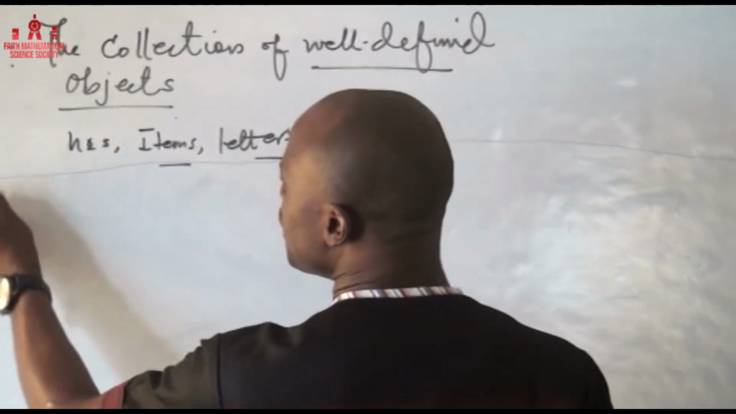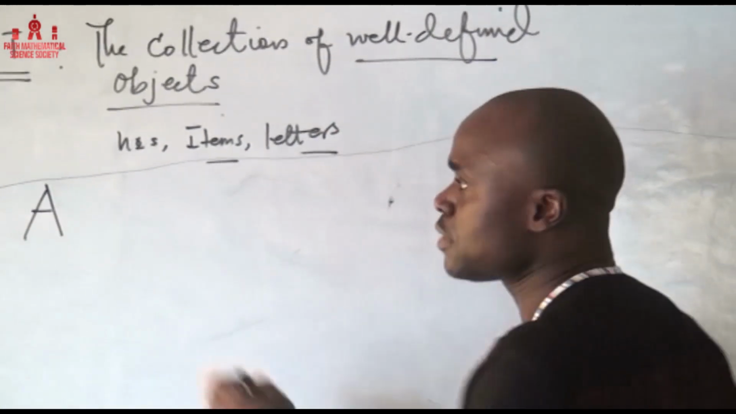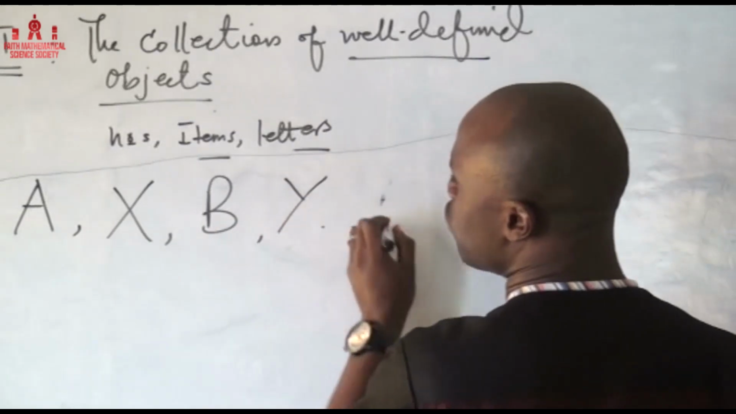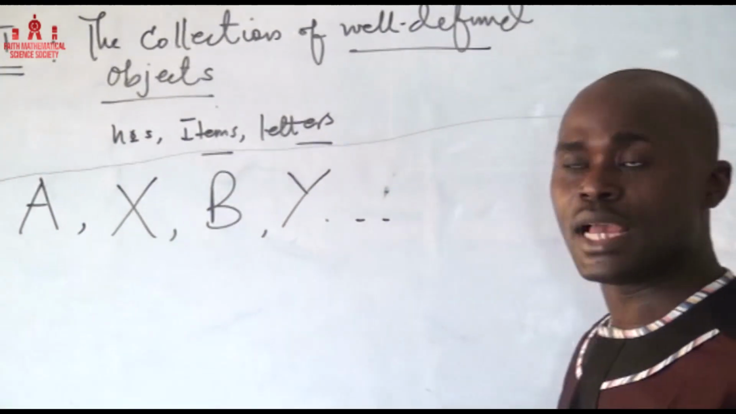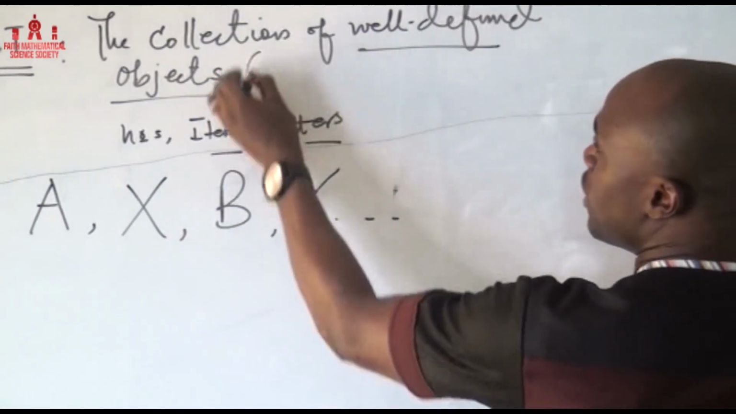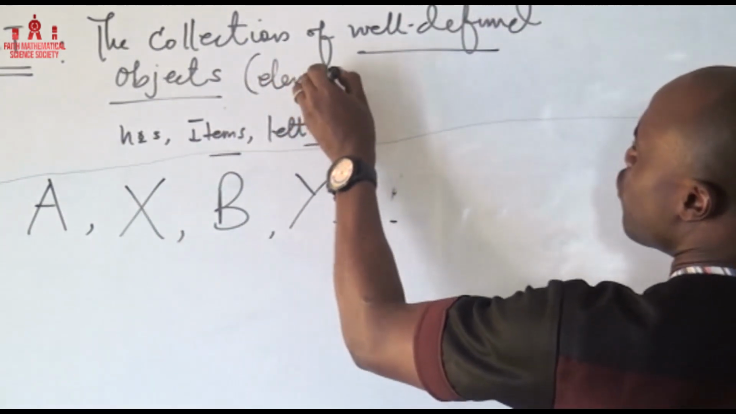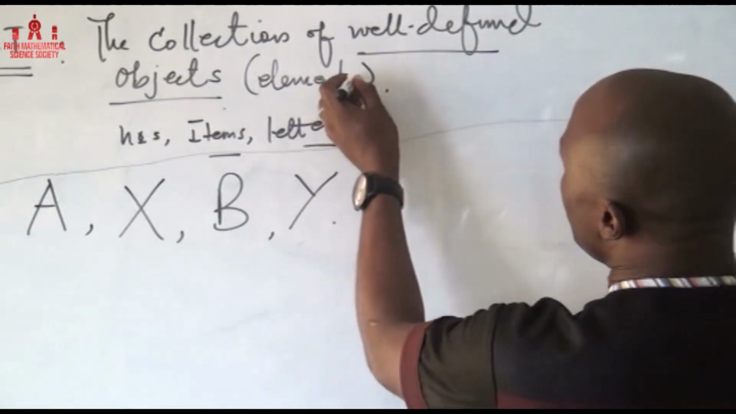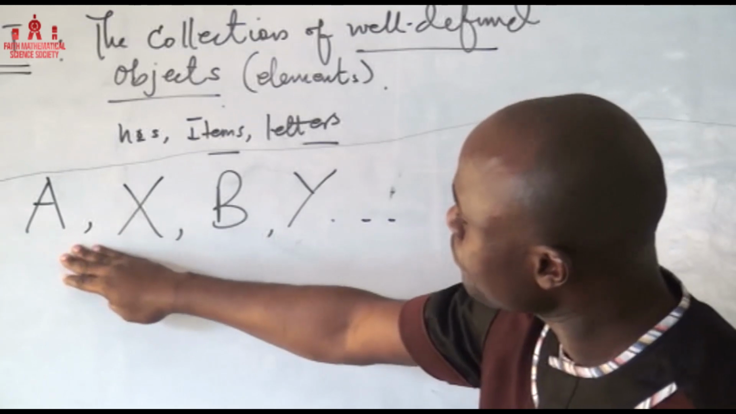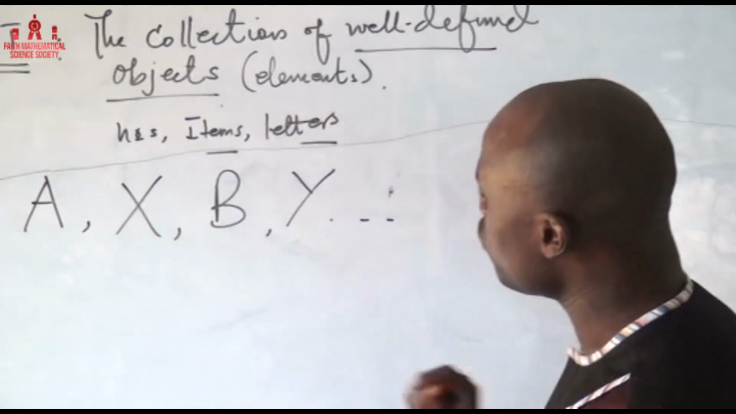In set, we use capital letters to represent sets: A, X, B, Y, and so on. That is what we use to represent sets. The objects in it can also be called elements. So for the set itself, we always use capital letters.